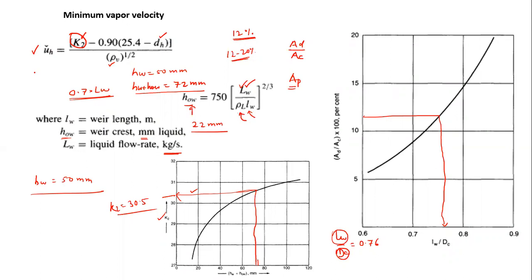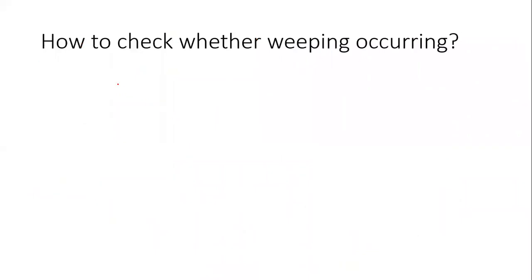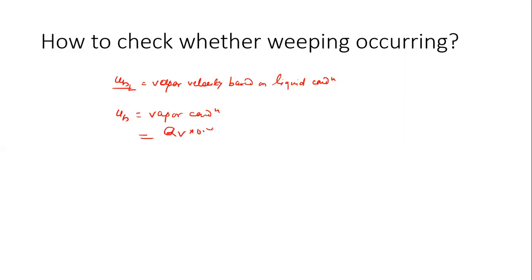Substitute this K2 in this formula and get velocity. Yes. So this is the minimum velocity of vapor based on the liquid conditions. Now, this is UH, which is vapor velocity based on liquid condition. Now find out UH, I'll say UHV, based on vapor condition, which is equal to flow rate of vapor times 0.7, because again we are looking at minimum flow rate, divided by area of hole.